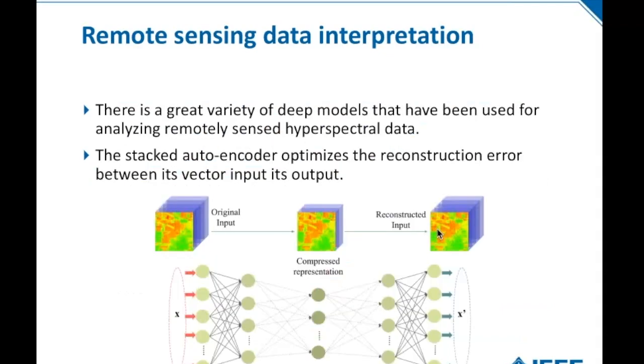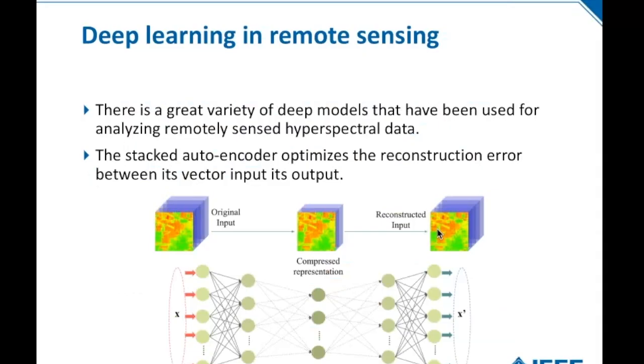Now, focusing on hyperspectral data, there have been many deep learning techniques that have been successfully used for analyzing and interpreting the data. I'm going to summarize some of them. For example, the stacked autoencoder is based on the reconstruction between the input and the output. We have the original hyperspectral data cube. We feed every pixel in the original data to the encoder network. And then we have a decoder network that provides a kind of reconstruction of the original hyperspectral data.